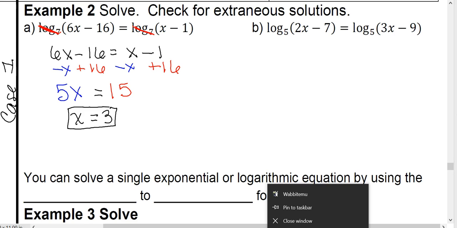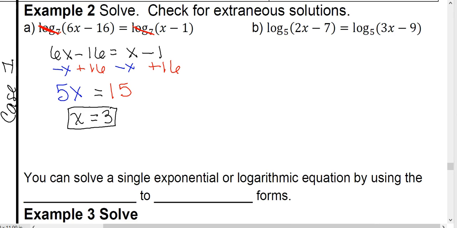Alright, so plugging 3 back in, we get 3 times 6. 6 times 3 is 18. 18 minus 16 is 2. So log base 7 of 2. If this side is 2, then we're good. So over here, 3 minus 1, 2. Log base 7 of 2. So they're equal, same number, both positives, so we're good. So this is actually the answer to that one. But you do have to check to make sure that they're positives.